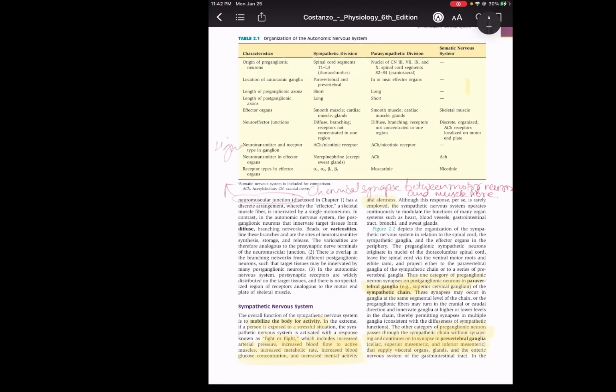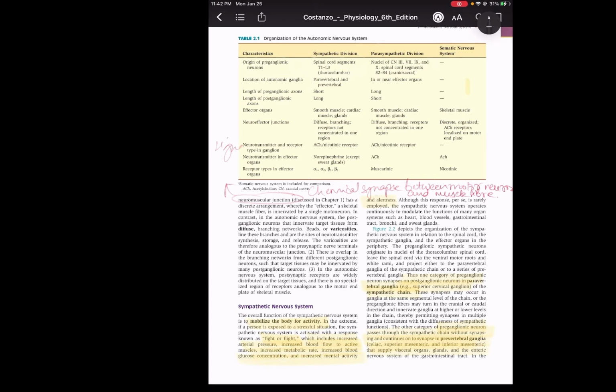And that is why it's called sympathetic. Always remember that sympathetic is when you fight. Always remember it with the words fight and flight. Then there is one category where the preganglionic neuron synapses on the postganglionic neuron: the paravertebral ganglia. The example is the superior cervical ganglia of the sympathetic chain.